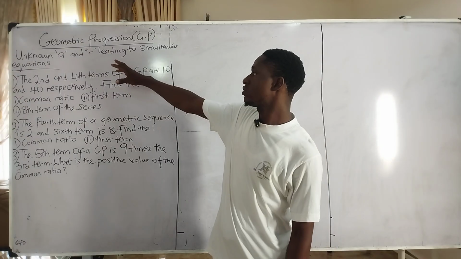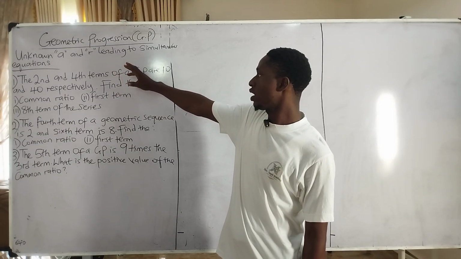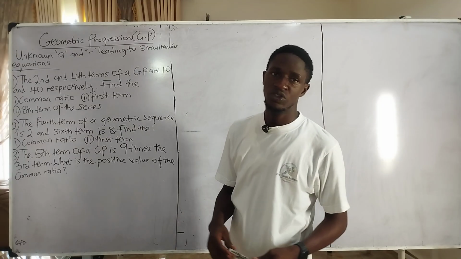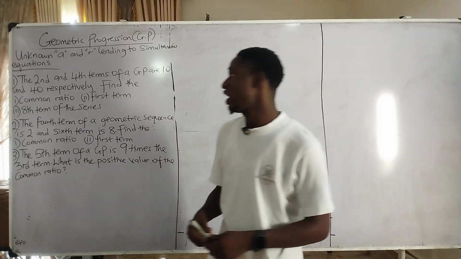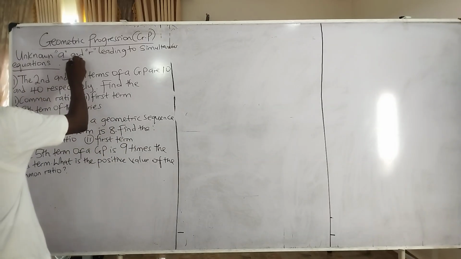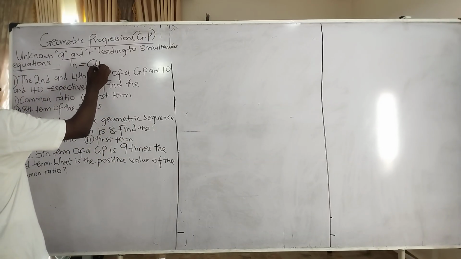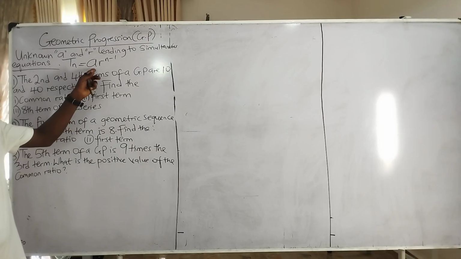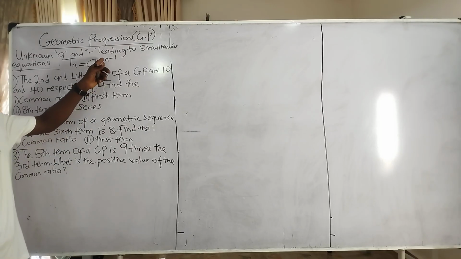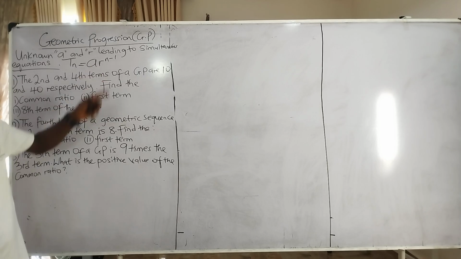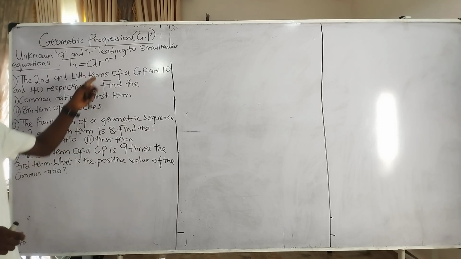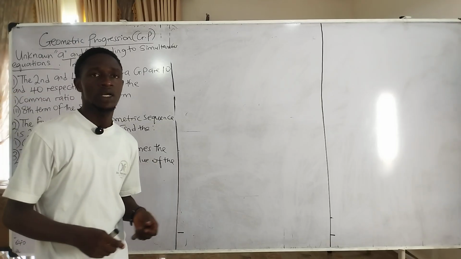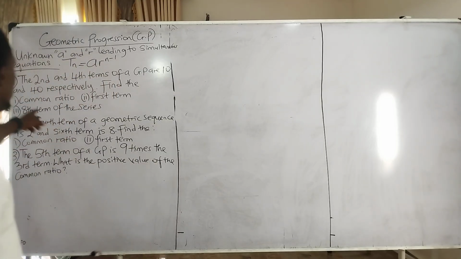So we are going to be looking at unknown A and R leading to simultaneous equation in GP. In our previous video, we talked about how to use the nth term, which is T of n is equal to A R raised to the power of n minus 1 to solve questions. And we explained what A means, what R means, and what n means. A means the first term, R means the common ratio, pardon me. So if you are still confused, try to go back to the previous video. So let's go right to the question.